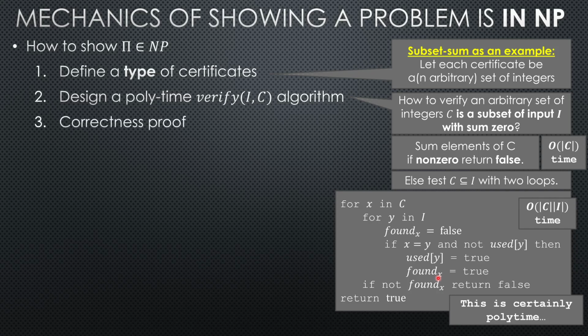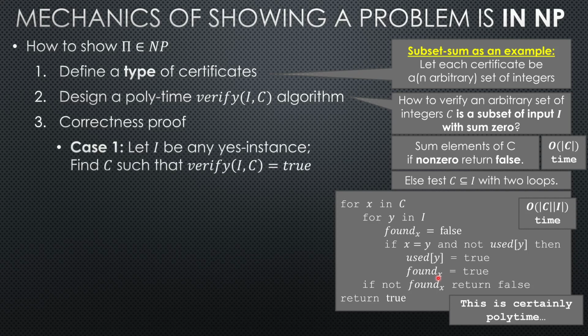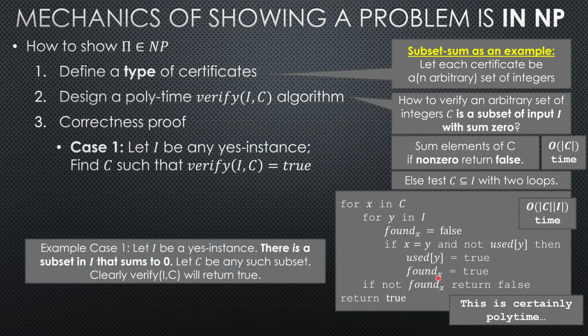So we define a type of certificates and a polytime verify algorithm, and then we give a correctness proof. So what's our correctness proof? Well, formally, here's what we're doing. Case 1. Let I be any yes instance. Find some C. Describe, as the prover, some certificate C that will cause verify(I, C) to return true. So what's a certificate that I can give, for my arbitrary yes instance I, that will cause verify(I, C) to return true?